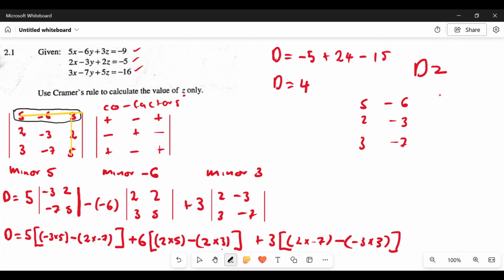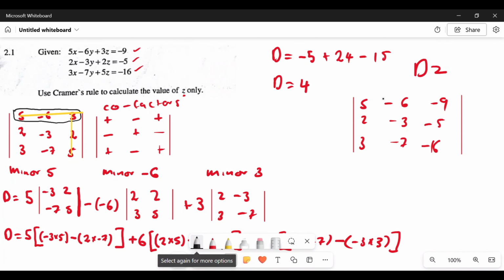But the third column, because the third column consists of z coefficients, we're going to substitute those coefficients with our constants, which are going to be negative 9 for the first equation, negative 5 for the second equation, and negative 16 for the third equation. So this here becomes our square matrix for dz, or the determinant for z. Again, you need to select the minor here. I prefer to continue selecting my first row as the minor, but you can choose any row, any column. It's easier when you choose the first row as your minor.